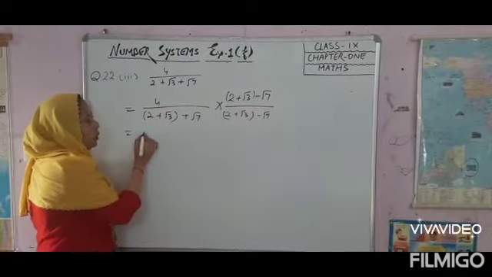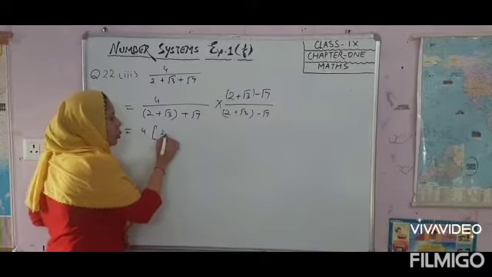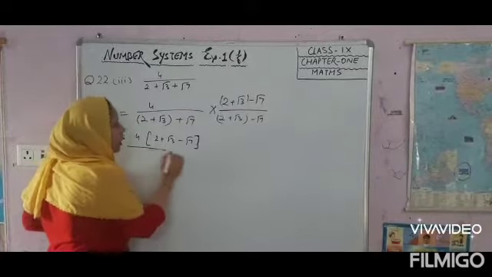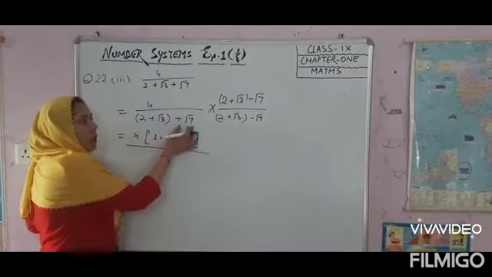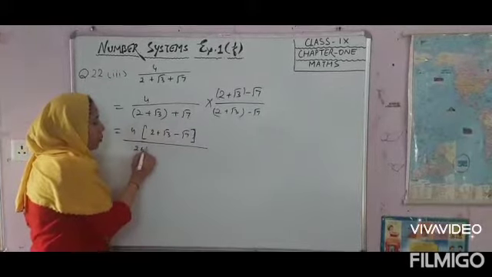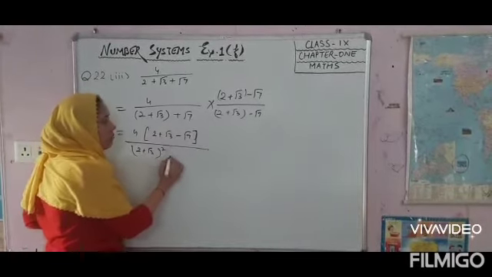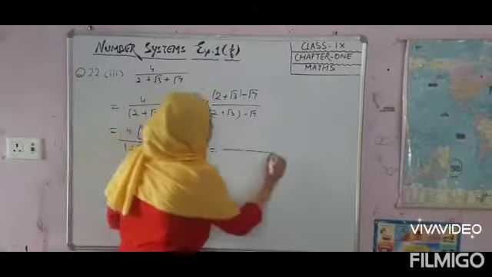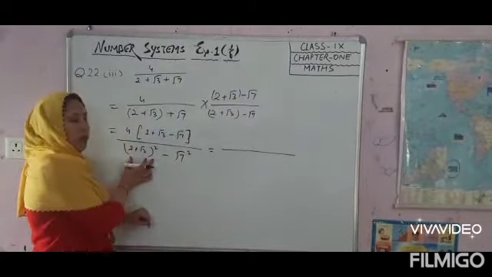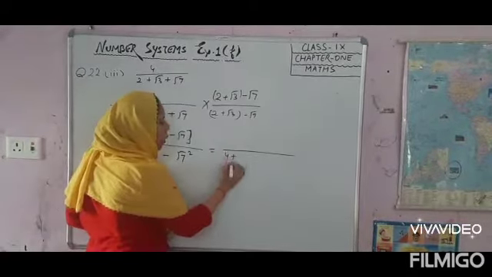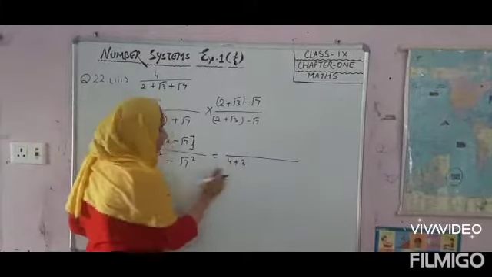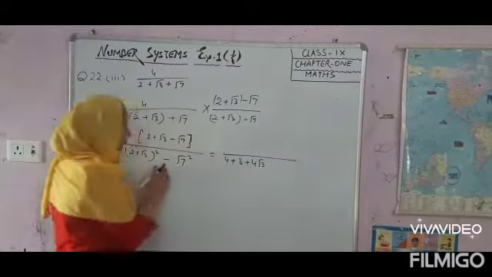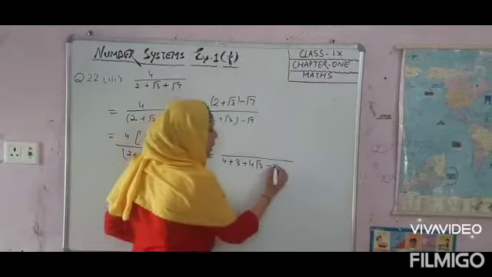Now multiply, you will get 4 into 2 plus root 3 minus root 7 in numerator, and in denominator you will get a square minus b square. A square means 2 plus root 3 whole square minus root 7 square. So you will get in denominator a plus b whole square. A square 4 plus b square is 3 plus 2ab means 4 root 3 minus b square minus 7.